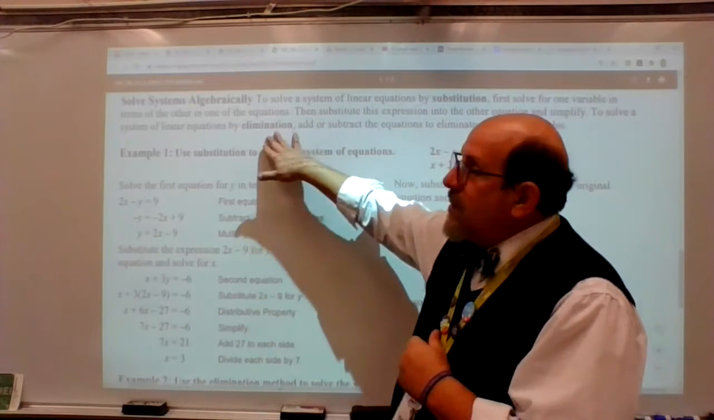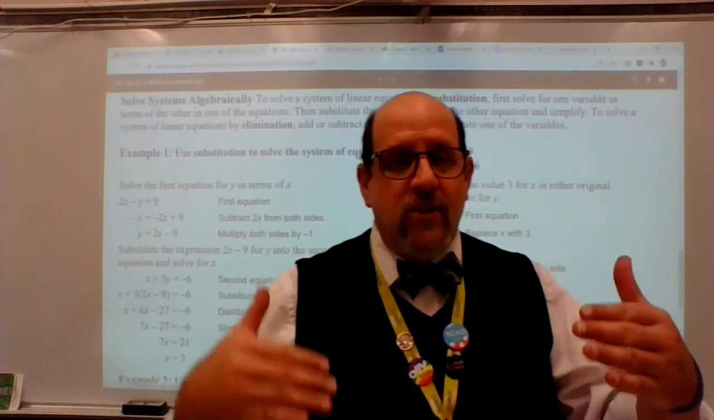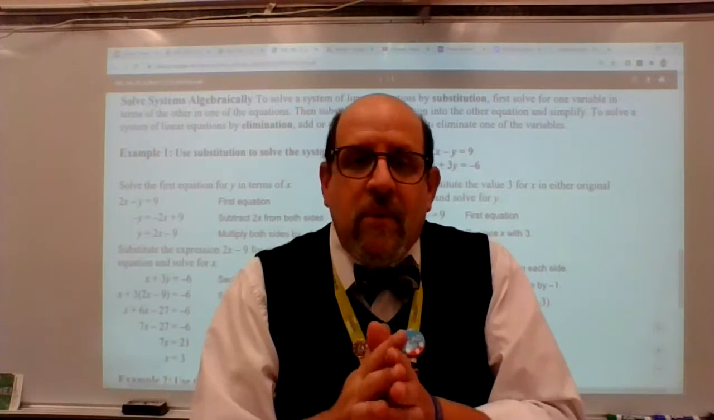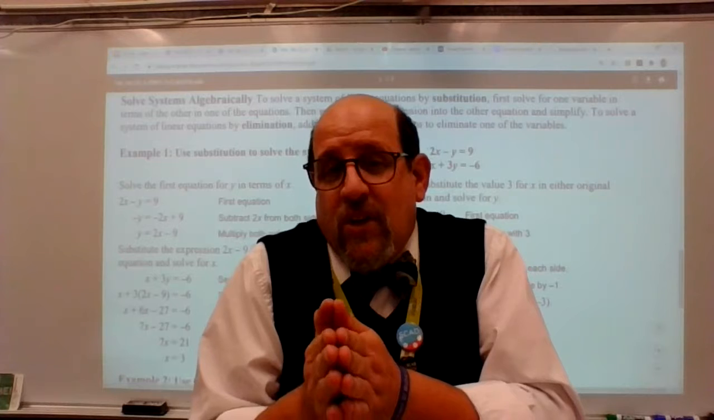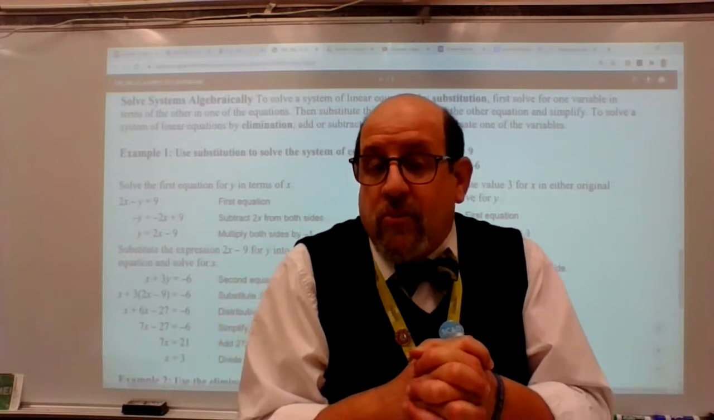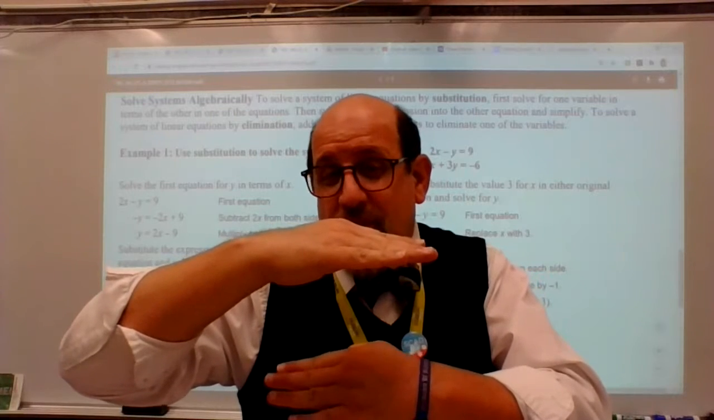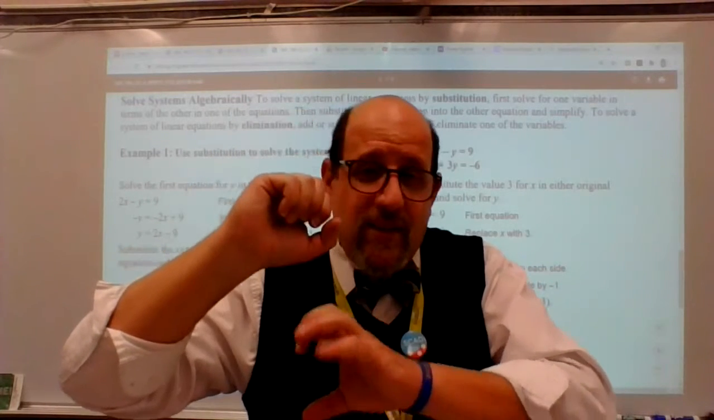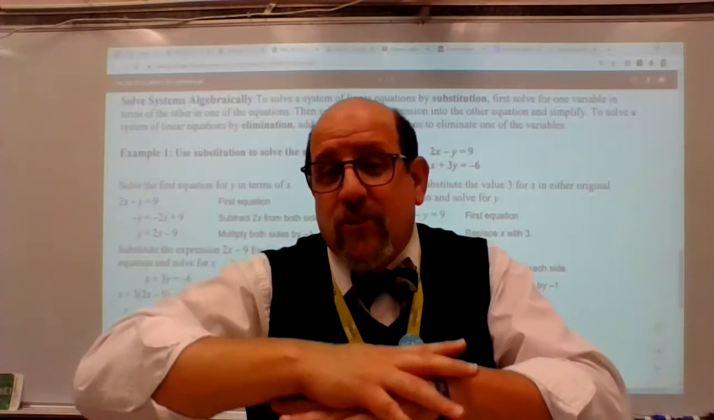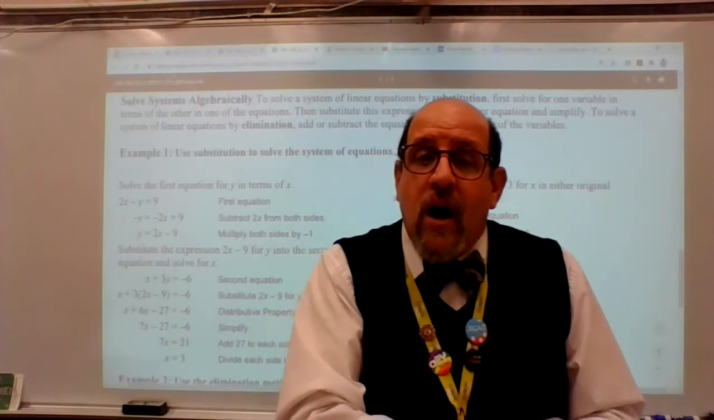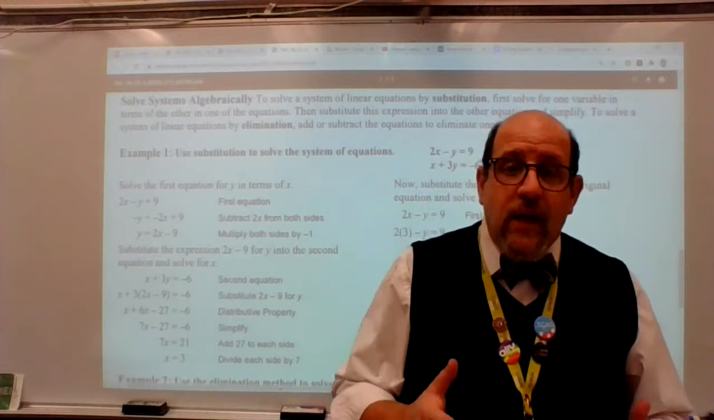The next is elimination. Elimination is just adding or subtracting equations together. If they have the same coefficients, you can eliminate them by subtracting, or if they have opposite coefficients like 2y and negative 2y, you can add those two things together. Now you've eliminated the y, so you can solve for x. You choose which one you like.